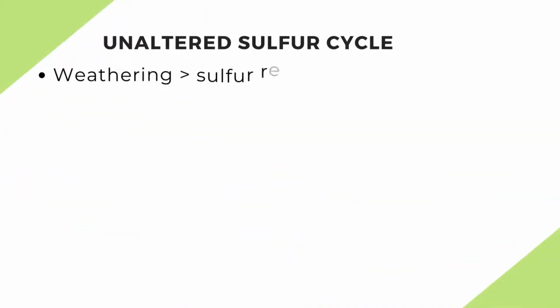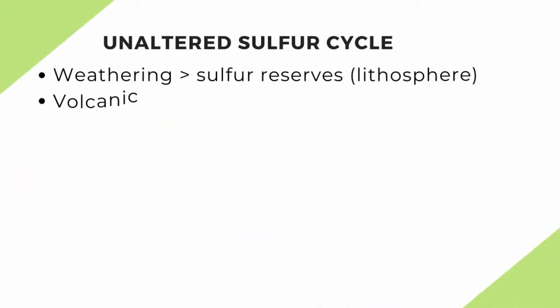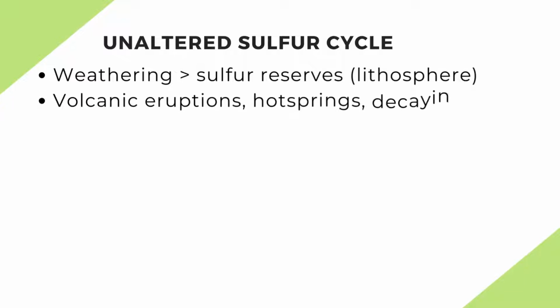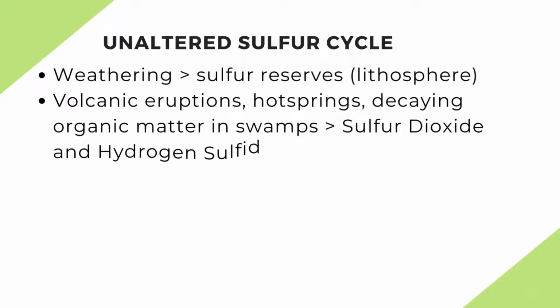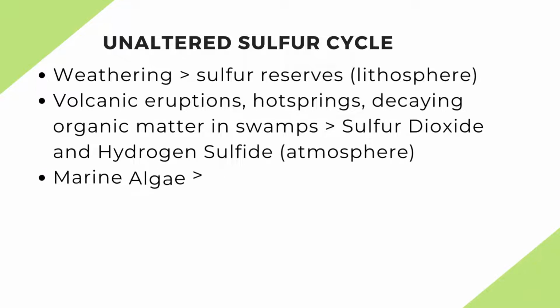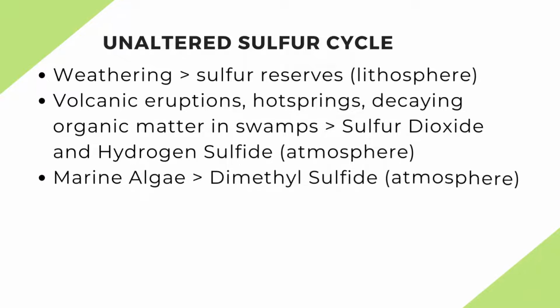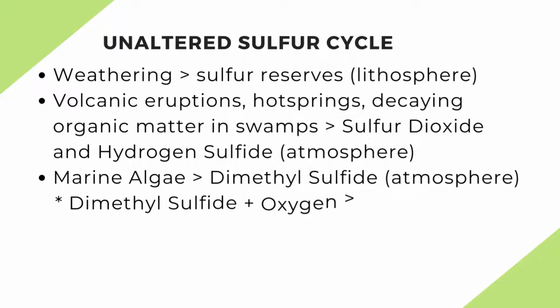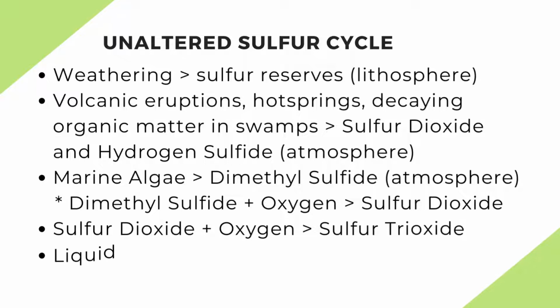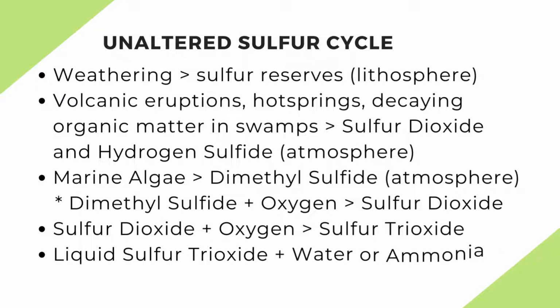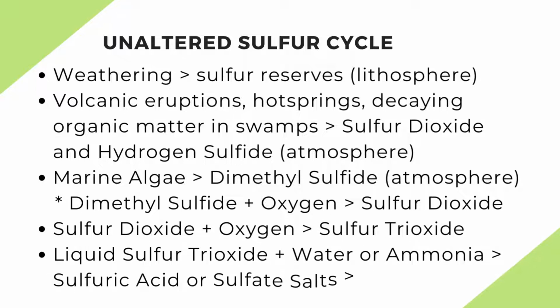Sulfur reserves are found in nature mainly in the lithosphere and released by means of weathering. Sulfur dioxide and hydrogen sulfide are excreted to the atmosphere through volcanic eruptions, hot springs, and decaying organic matter in swamps. Meanwhile, marine algae release dimethyl sulfide in the atmosphere. As the compound evaporates into the atmosphere and gets in contact with oxygen, it creates sulfur trioxide. If this combines with water or ammonia, it will produce sulfuric acid or sulfate salts that go back to Earth by means of precipitation.